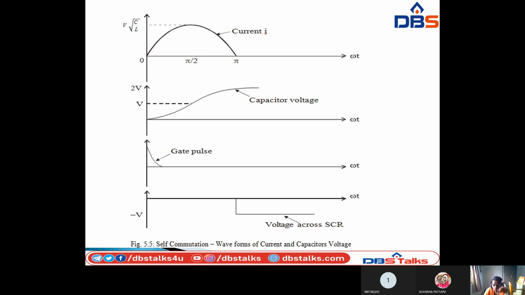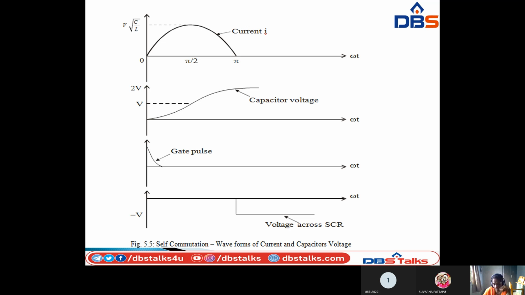So for self commutation, these are the waveforms for current and capacitor voltage. Whenever we take the current, at pi the current comes to 0 and the capacitor voltage rises slowly. At first the capacitor will not conduct. After the initial point, whenever we give a gate pulse, only then the capacitor comes into conduction.